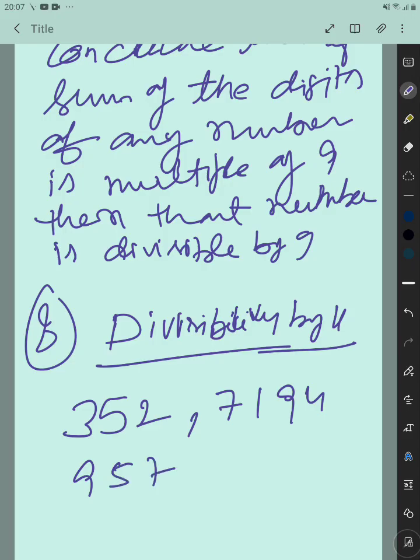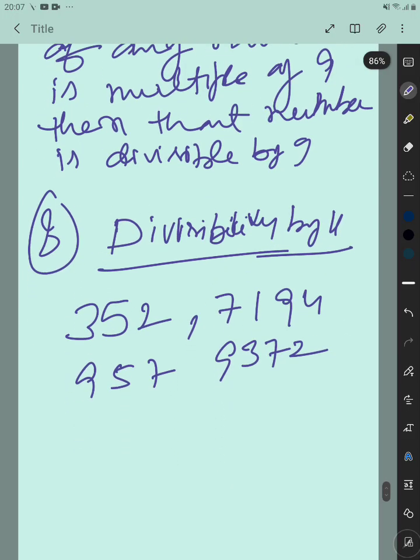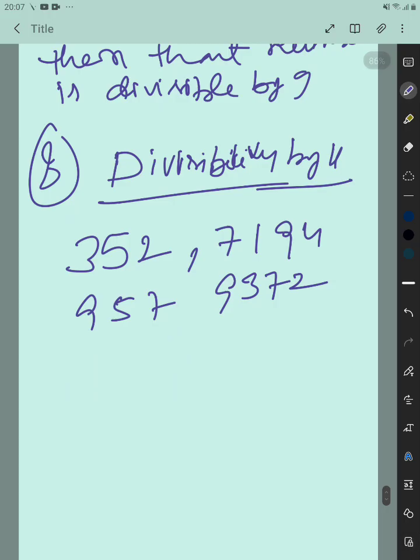Okay, let's take one more bigger number, 9372. So these are the numbers that are divisible by 11. We need to ascertain whether there is some pattern in this. You cannot find it just by observing, but you need to remember that there is a method, a procedure to find out. So what is the procedure?